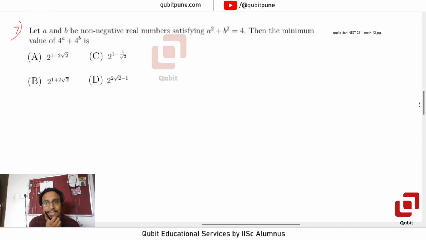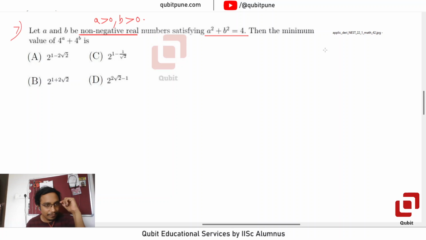Okay. Now let us solve this problem. Let a and b be non-negative real numbers satisfying a squared plus b squared is 4. If they satisfy a squared plus b squared equal to 4 and are non-negative, but 0 can't be there now, so we can conclude that a is positive, b is positive. Then the minimum value of 4 raised to a plus 4 raised to b is 2 raised to 1 minus 2 root 2, 2 raised to 1 plus 2 root 2, 2 raised to 1 minus 1 upon root 2, 2 raised to 2 root 2 minus 1.